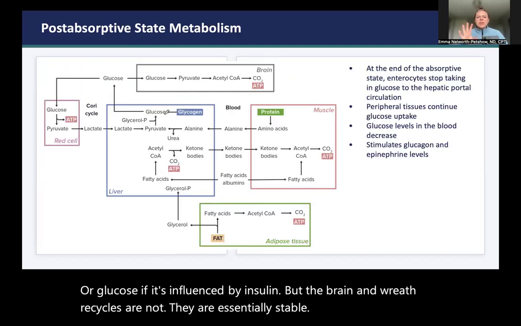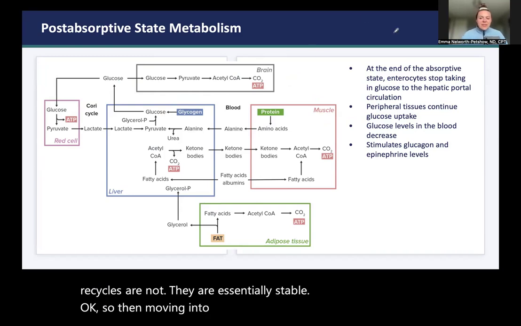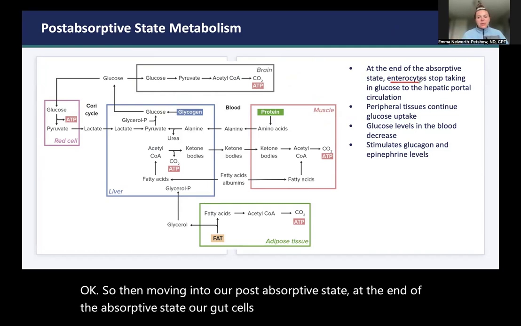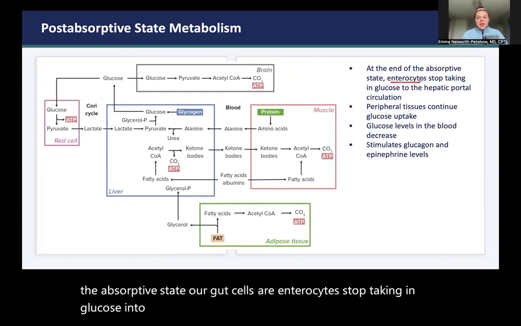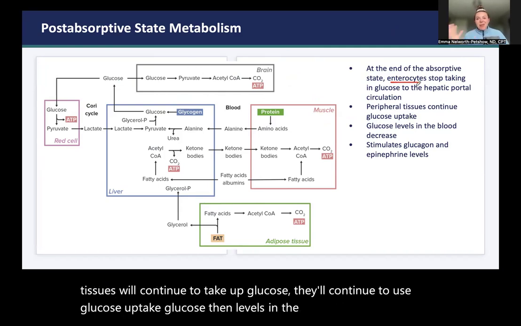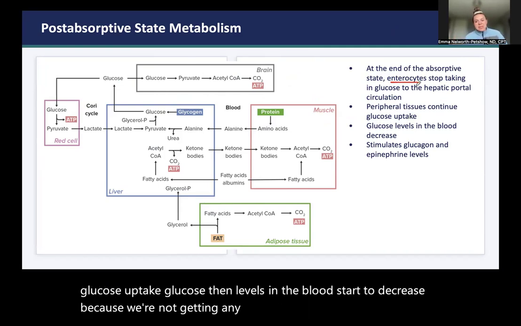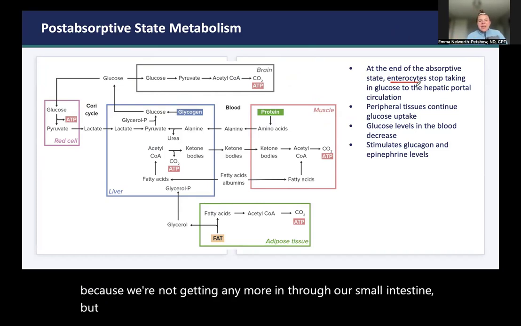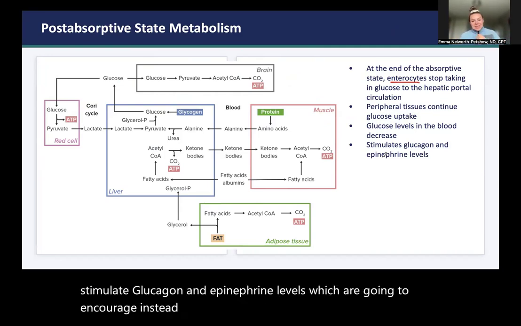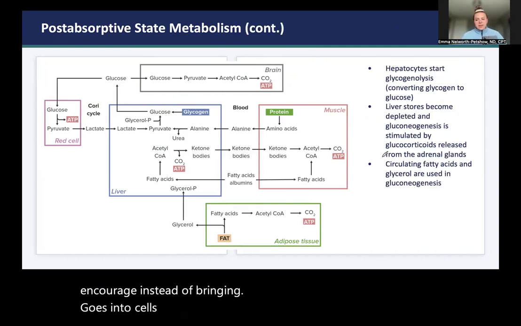They are essentially stable. Okay, so then moving into our post-absorptive state, at the end of the absorptive state, our gut cells, our enterocytes, stop taking in glucose into the hepatic portal circulation, but our peripheral tissues will continue to take up glucose. They'll continue to use glucose uptake. Glucose levels in the blood start to decrease because we're not getting any more in through our small intestine, but we're still using it in the body. And that's going to start to stimulate glucagon and epinephrine levels, which are going to encourage, instead of bringing glucose into cells to create stuff, kicking glucose out of cells.